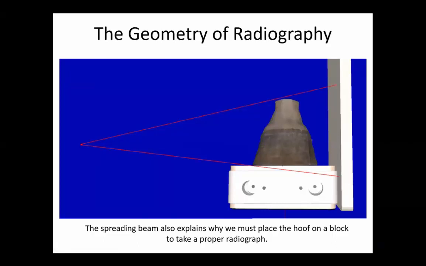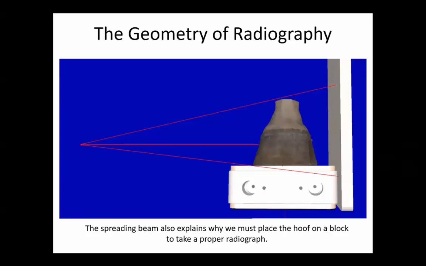If you just stand the horse on a concrete floor and take an X-ray, you're not going to get to the very bottom of the foot. Also, these detector panels or film cassettes are not sensitive all the way out to their outer edge. There's usually a quarter inch or more of dead space. So for a couple of reasons, you need to put the foot on a block.